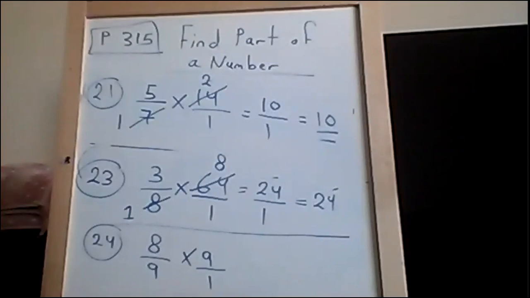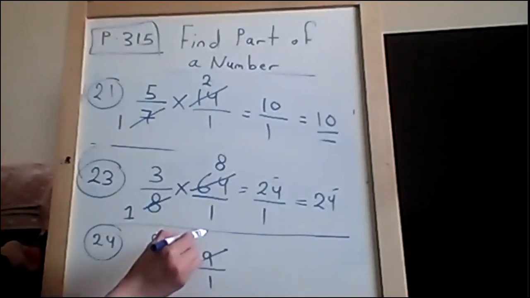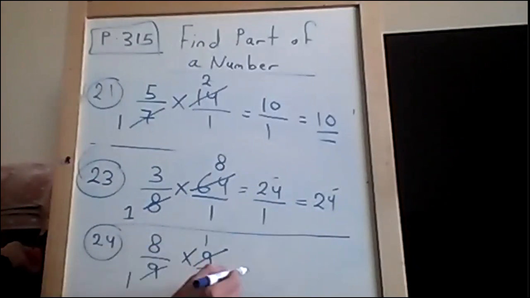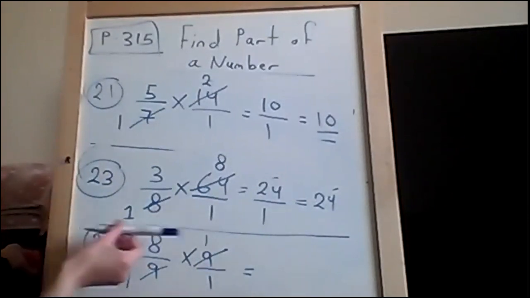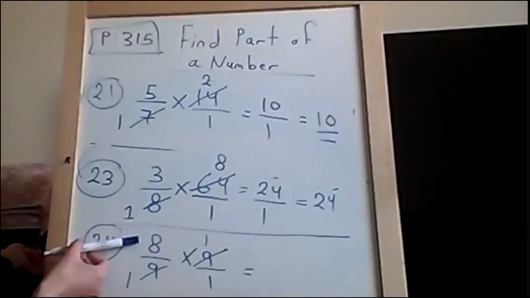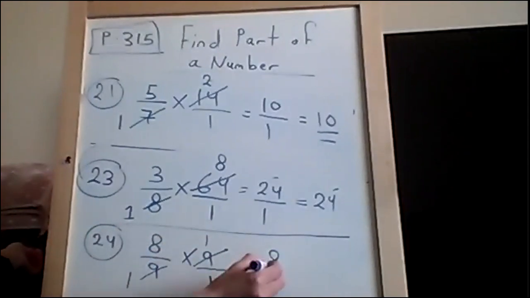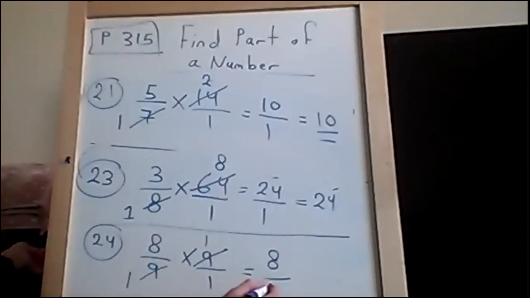Which number multiplied by 9, the answer will be 9, girls? Very easy. 1. So divided by 9, the answer will be 1. To be 8. So excellent. Now you have to multiply like a straight line. 8 multiplied by 1, 8. Over 1 multiplied by 1, 1. So the final answer is 8.